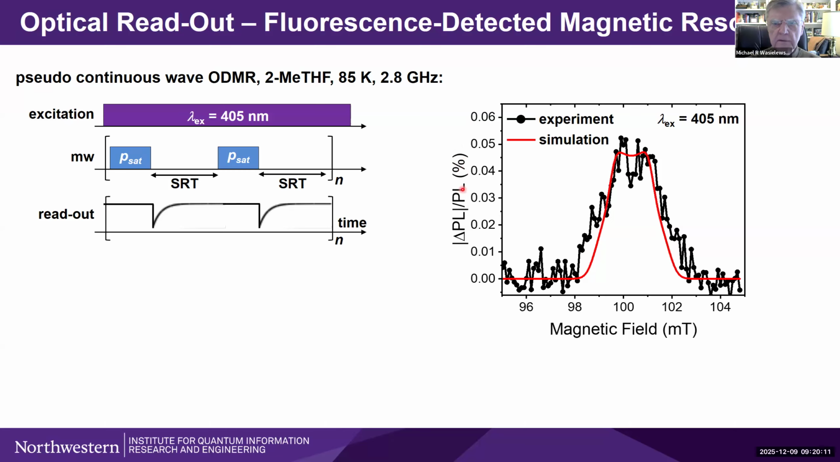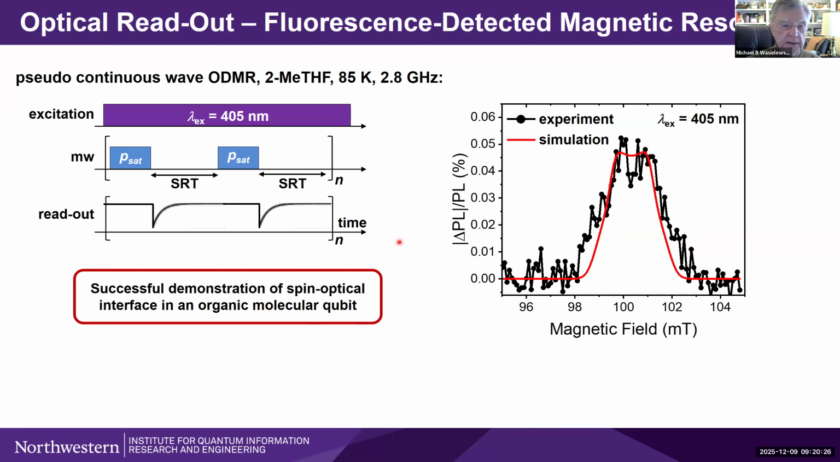Note that the luminescence contrast is actually pretty small here. It's only like at maximum 0.05%. I'll come back to that in a moment. But note the fact also the signal noise is pretty good, even with this low level of contrast. All right, so basically it demonstrates we do have a spin optical interface here that we can perhaps exploit.